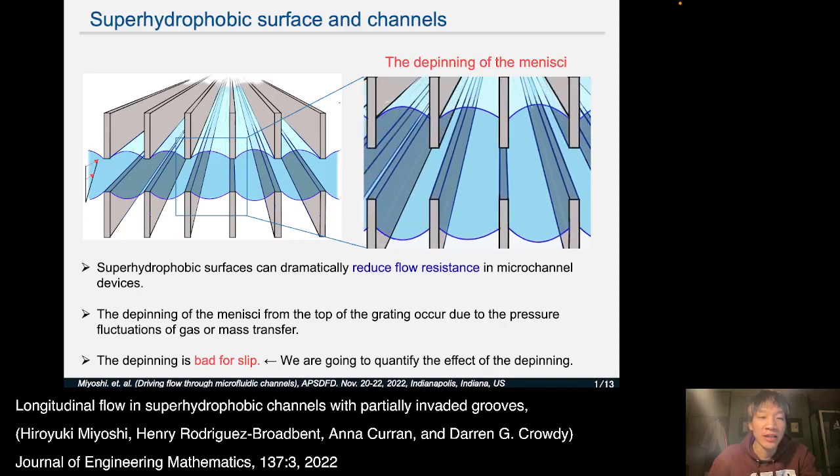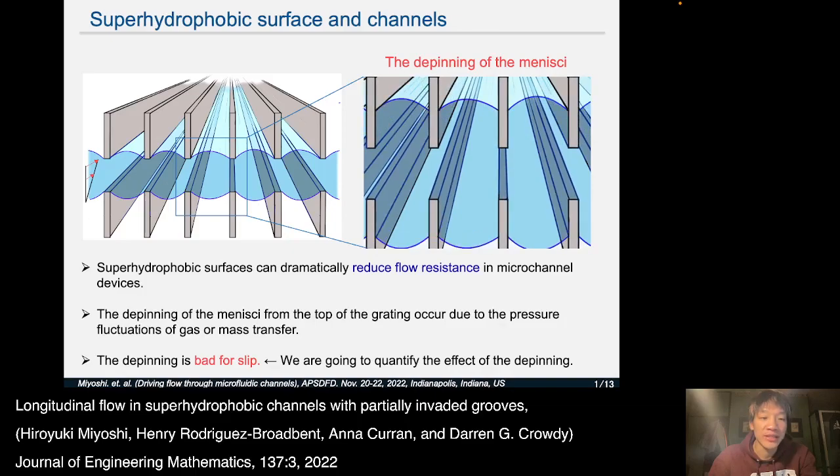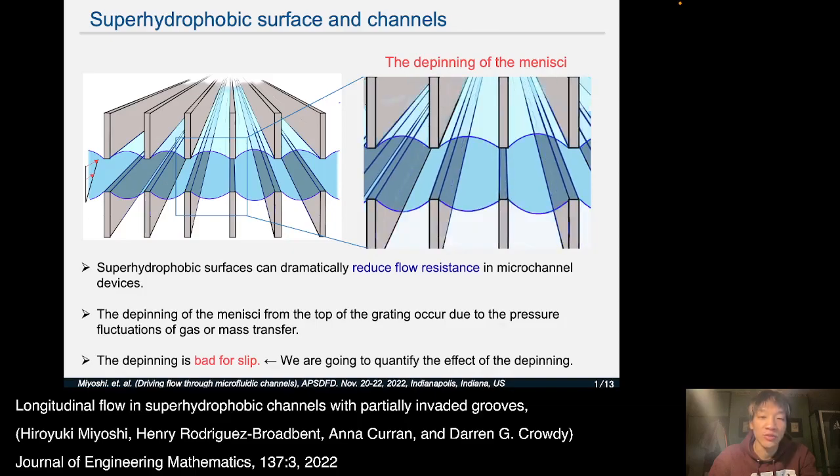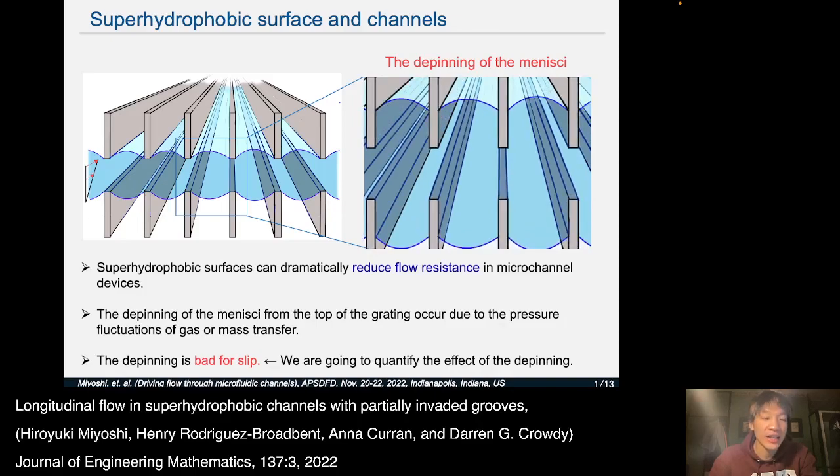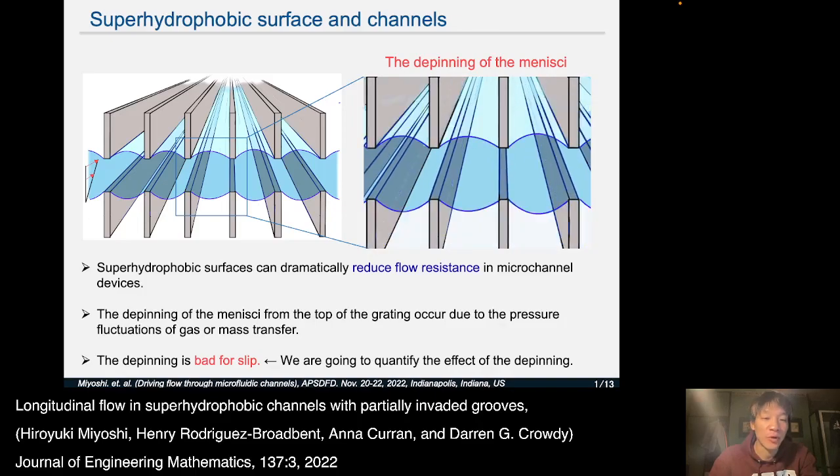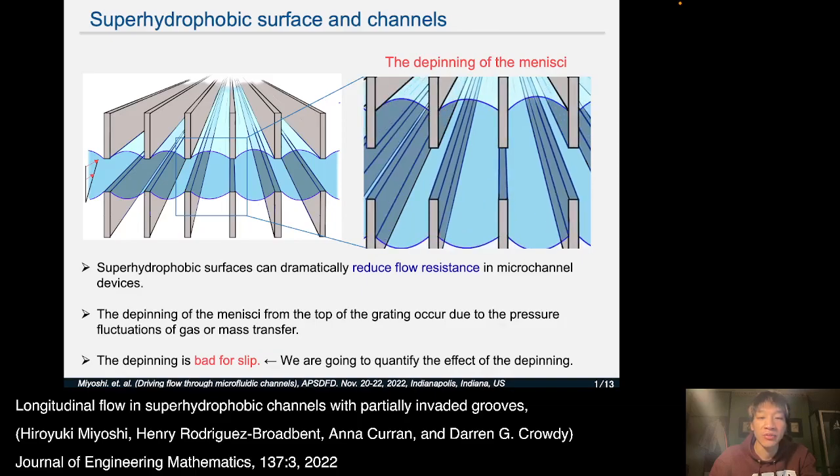But as shown in the right movie, the deepening of the menisci from the top of the grating occurs due to the pressure fluctuations of gas or mass transfer. And it is known that the deepening is bad for slip. So we are going to quantify the effect of the deepening.